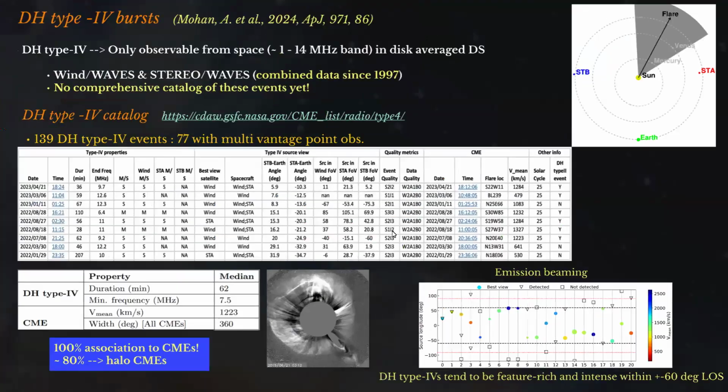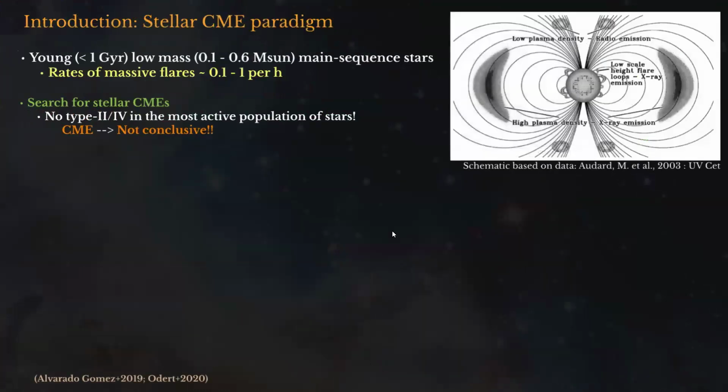And now we try to apply it to the stellar realm. Okay, so in the stellar realm, what is the problem? What is the big issue here? So we have a lot of active stars out there which even produce super Carrington flares at very high rates.